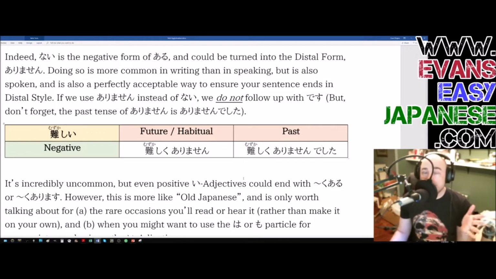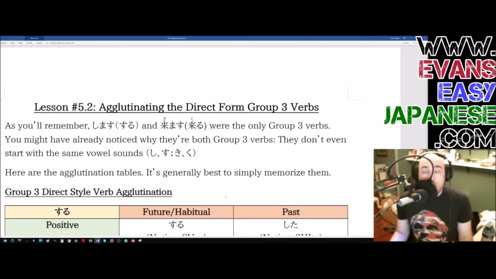Okay, that being said, let's jam on down to plain form verbs and make them past tense. We're going to do the past tense negative, and we're going to do the past tense positive, or the complete. All right, here we go. Time to do some past tense / complete form, direct form, group 3 verbs.